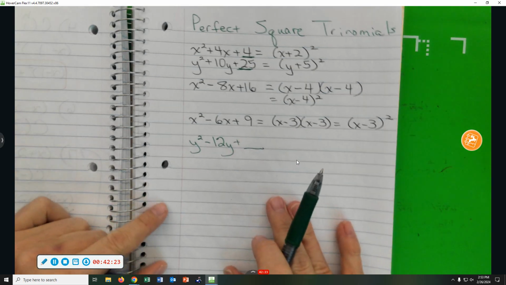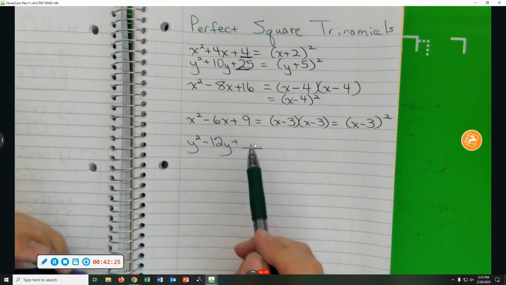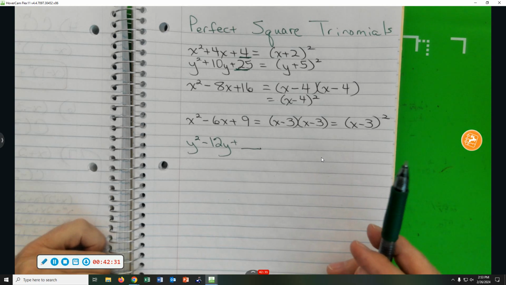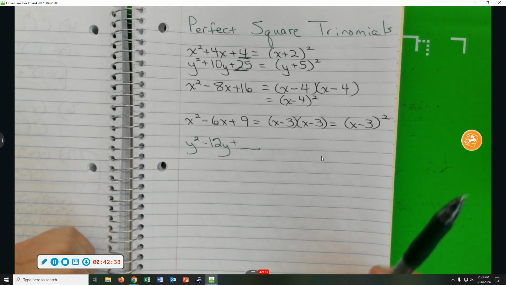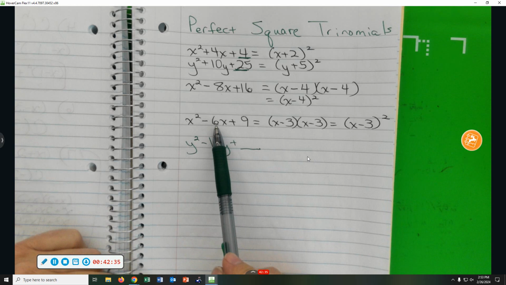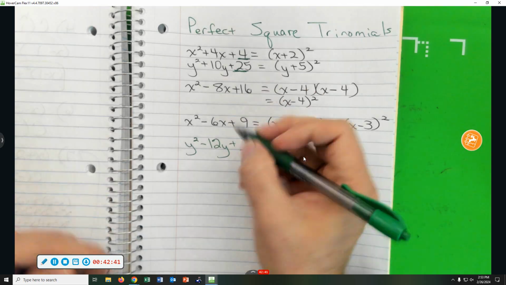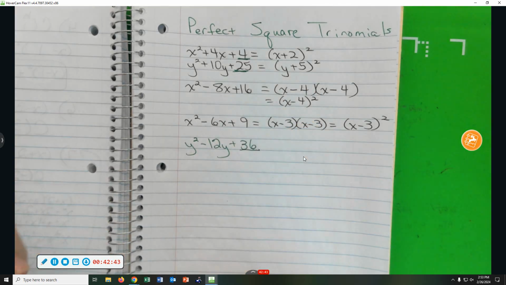Stop and think. What perfect square could we put there so it factors as y minus something quantity squared? Think about 6. What could I do? I think I heard that hint. What'd you say? 36. I think that's it. You see the pattern.